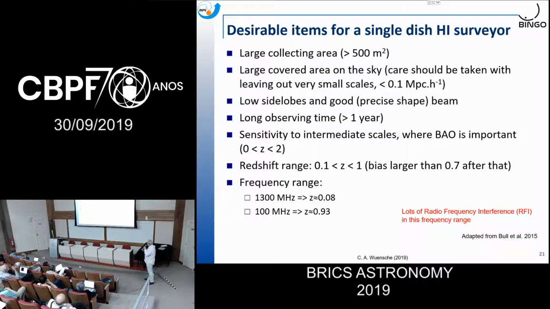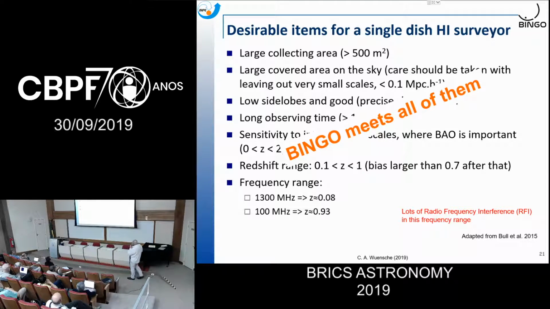What happens is that in this frequency range you have a lot of problems, including mobile phones, horizontal links, motors, all kinds of diesel motors, and other human-made gadgets that broadcast radio frequencies. So that's a problem. It's not astrophysics, it's a problem that we create, but we have to manage. BINGO meets all these criteria.